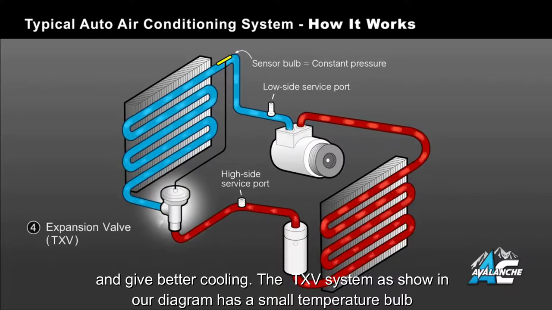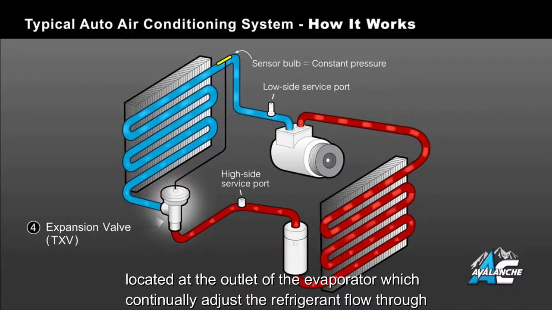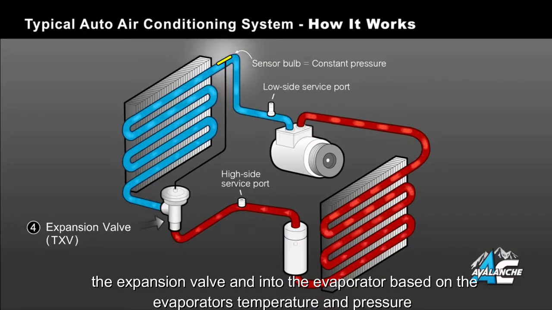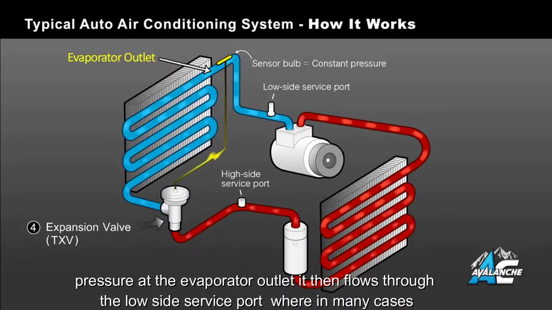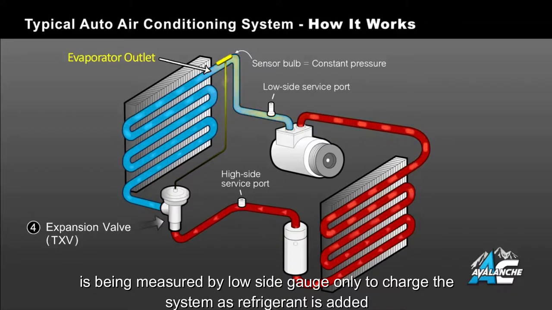The TXV system, as shown in our diagram, has a small temperature bulb located at the outlet of the evaporator, which continually adjusts the refrigerant flow through the expansion valve and into the evaporator based on the evaporator temperature and pressure. Because the evaporator outlet temperature is used to regulate the TXV valve, it sets a maximum operating pressure at the evaporator outlet, and then the refrigerant flows through the low side service port, where in many cases it is measured by a low side gauge only to charge the system as refrigerant is added.